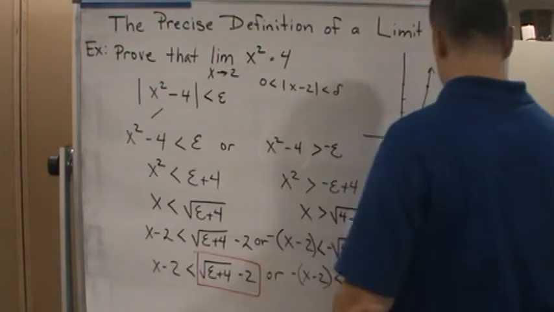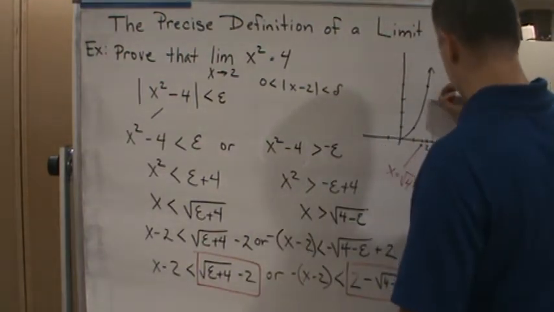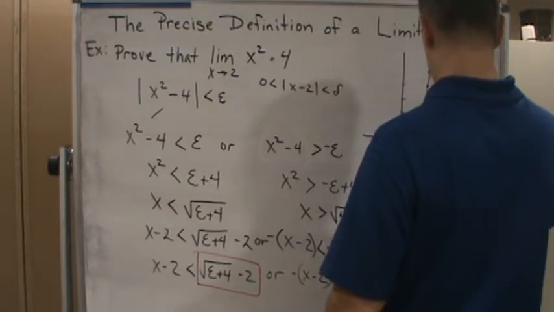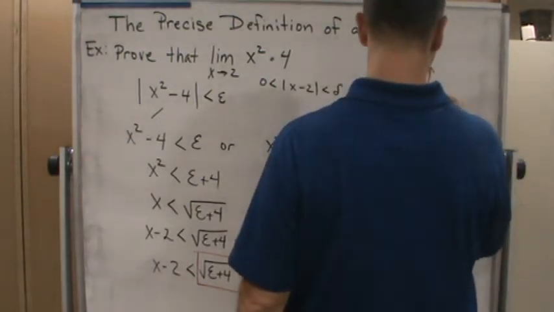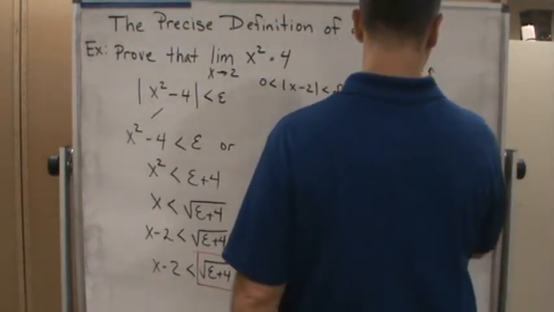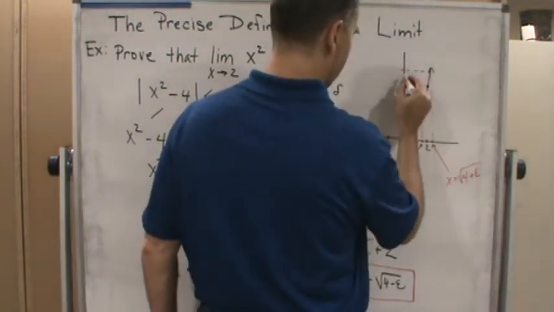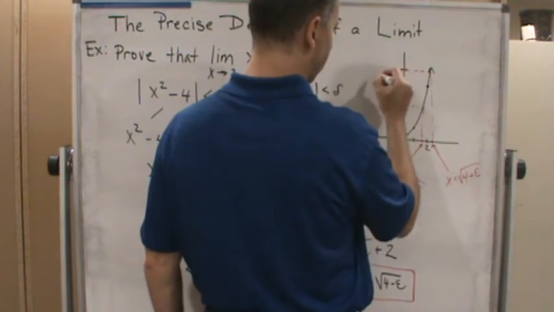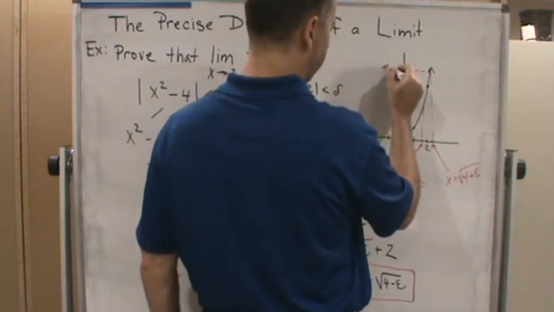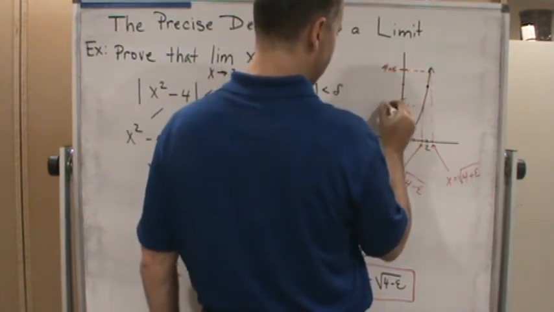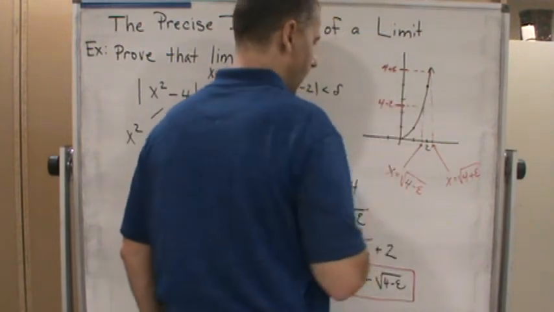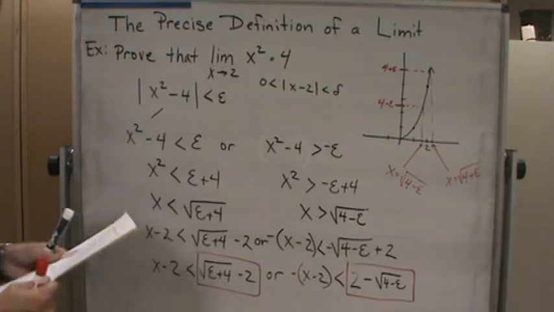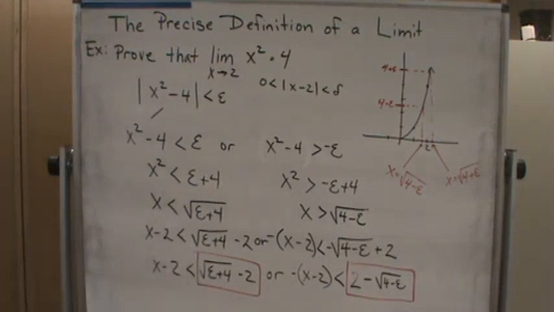Right? So if we come up here, and we come up here, right? And then just a crude drawing, but this would be 4 plus epsilon, and this would be 4 minus epsilon. There's my band, okay?